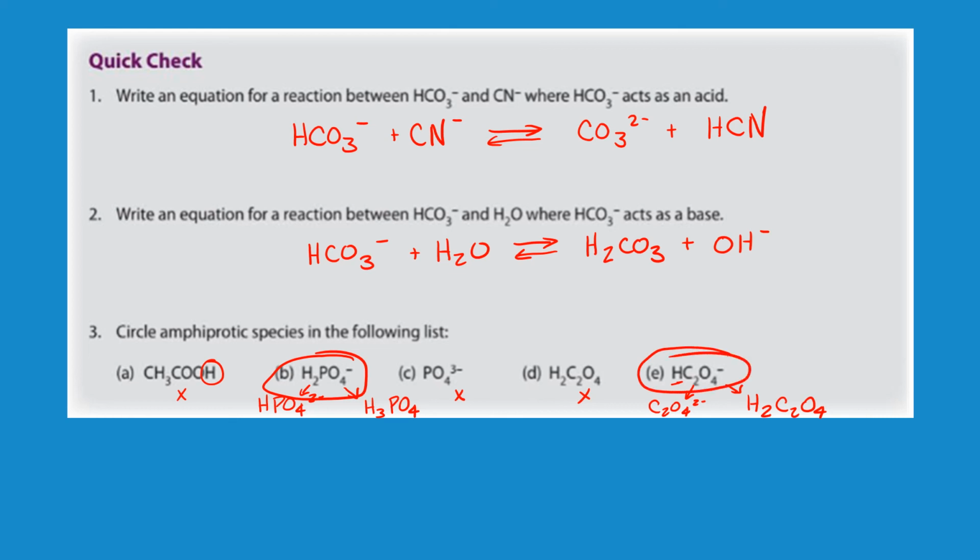Now, I'm not expecting you to memorize all of these. In the next lesson, we're going to be taking a look at a new chart in your data table booklet, which is called the relative strengths of Bronsted-Lowry acids and bases. If you want to flip to that, you'll find that all of those amphiprotic species are found on the acid side of the chart and the base side of the chart. That just makes it so you don't have to memorize things.